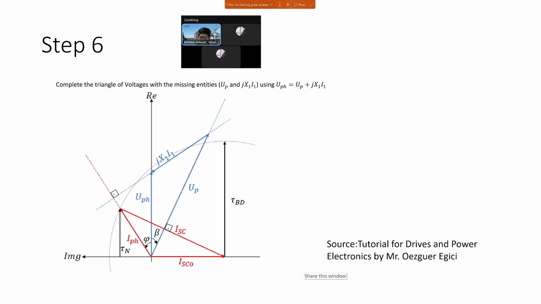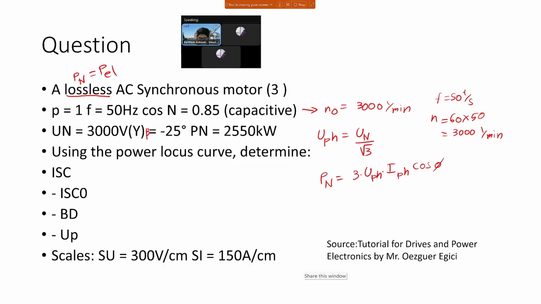So by making this drawing, now you know everything about this synchronous motor, and you can get the required quantities. Mainly what was asked: ISC 0, we got that. Breakdown torque, I showed you how to calculate that. Pole wheel voltage, we got that as well.